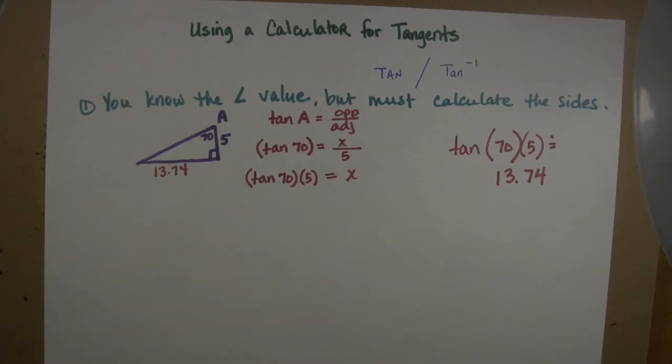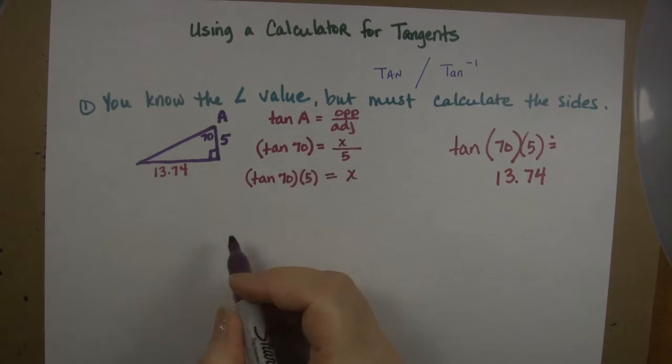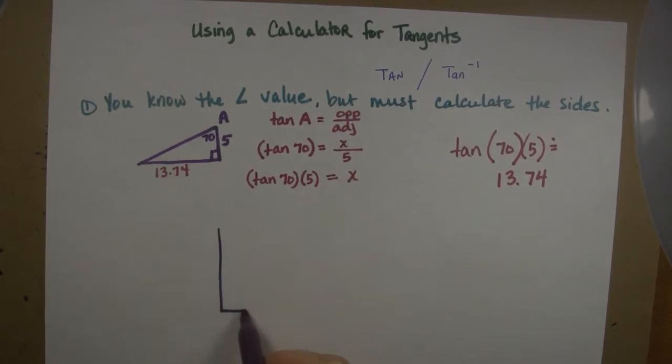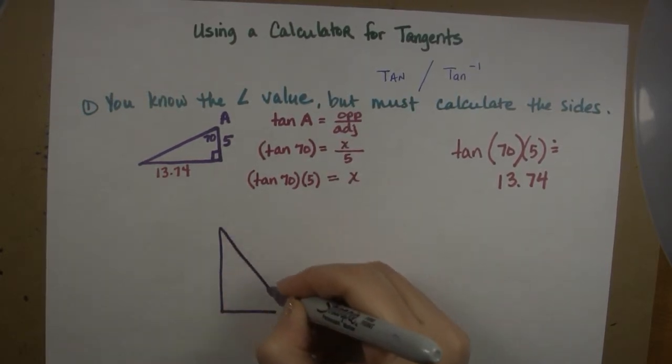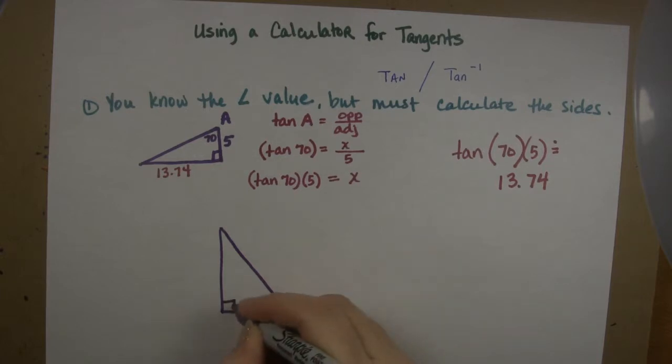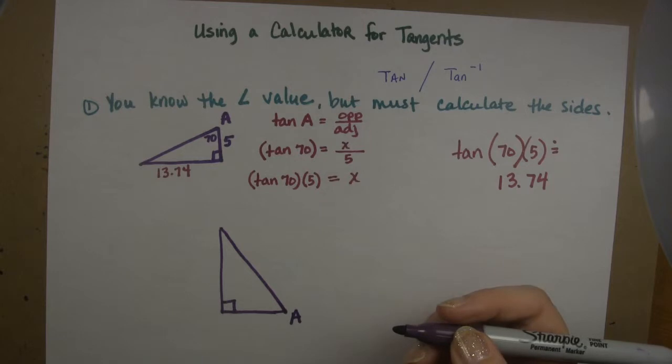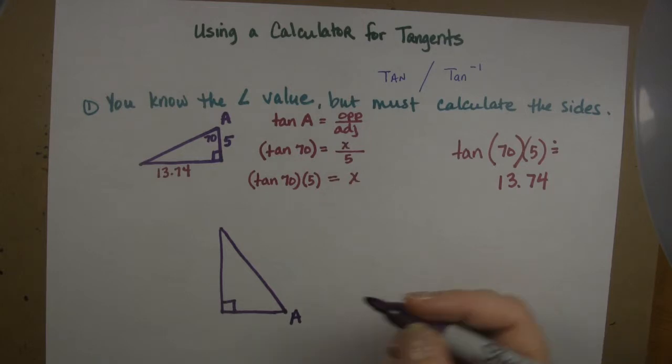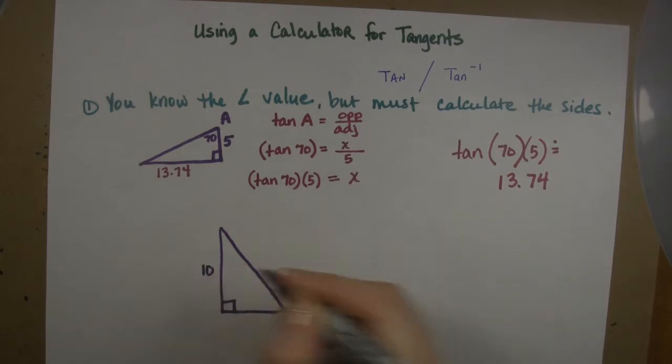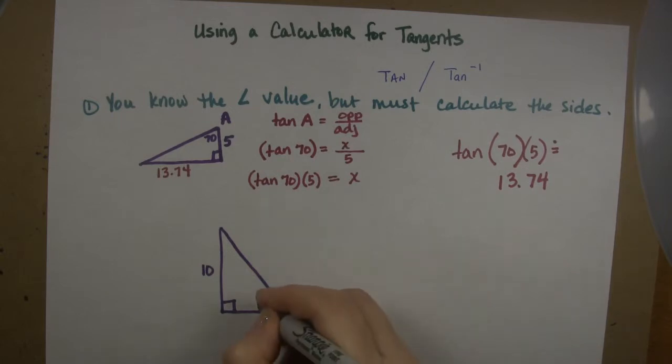Let's do another one. This time our triangle looks like this. And we know that that is a right angle. And here is our A. And we know that our opposite side has a value of 10. And we know that A has a value of 56. Okay, so let's get calculating.